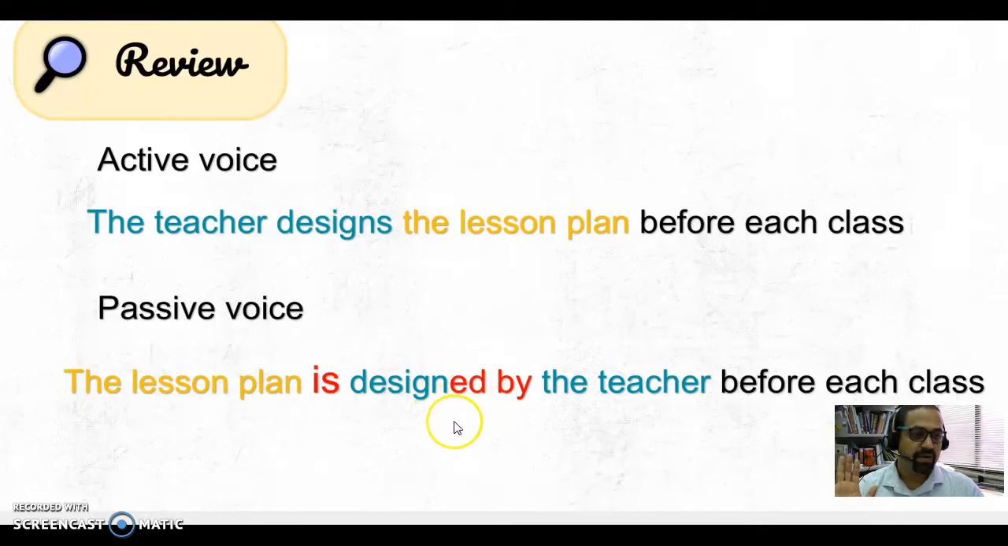An example of past participle, for example, go. The simple past is "went". The past participle is "gone", okay? And if we want to say who did the action, we put "by the teacher before each class".